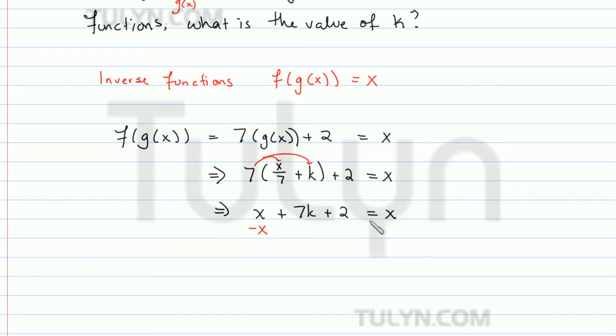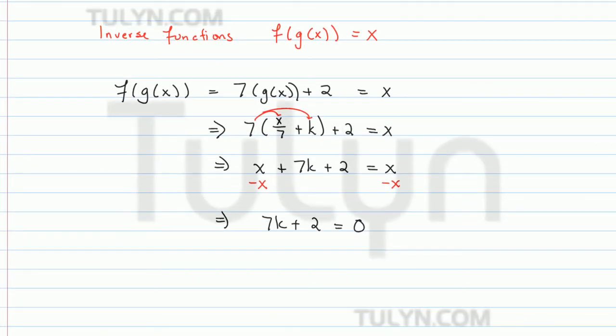So now I want to subtract an x from both sides, and in both cases we're just going to get 0, so we're left with 7k plus 2 is equal to 0. So now solving for k, we get 7k is equal to negative 2, and then dividing both sides by 7 we get that k is equal to negative 2 over 7.